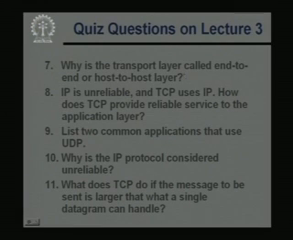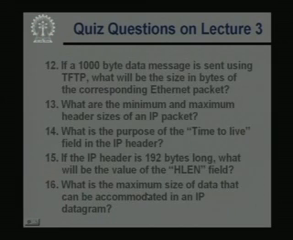Why is the transport layer called end to end or host to host layer? IP is unreliable and TCP uses IP. How does TCP provide reliable service to the application layer? List 2 common applications that use UDP. Why is the IP protocol considered unreliable? What does TCP do if the message to be sent is larger than what a single datagram can handle? If a 1000 byte data message is sent using TFTP, what will be the size in bytes of the corresponding Ethernet packet? I mean after encapsulation.